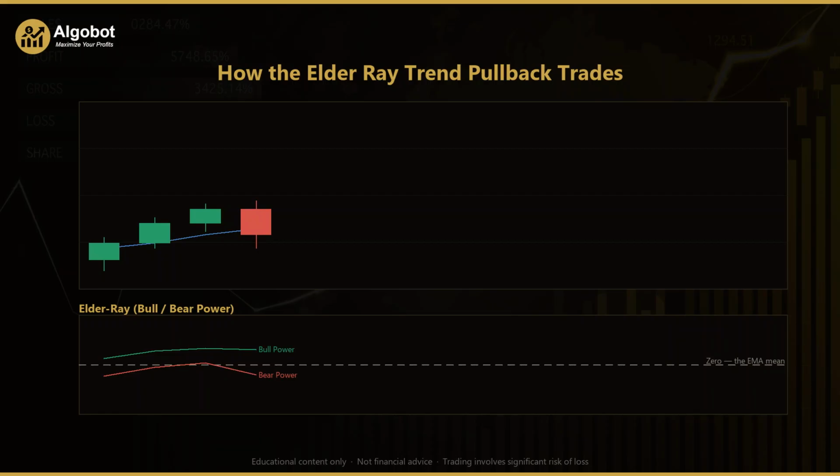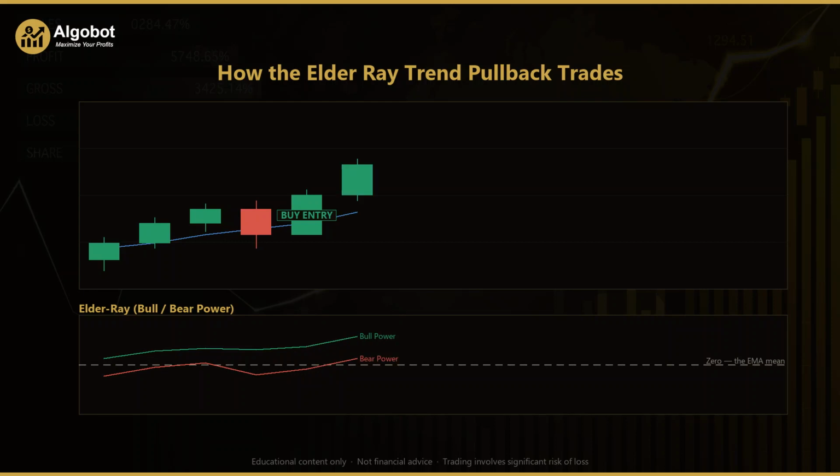Look at the opening candles on the left. Price is stepping higher, and the EMA line is sloping upward beneath it. This satisfies the strategy's first requirement. The trend gate reads an uptrend. In the subpanel, bull power sits comfortably in positive territory while bear power hovers near or just below zero. The market is climbing, and the strategy is simply watching, waiting for a pause. That pause arrives at the fourth candle.